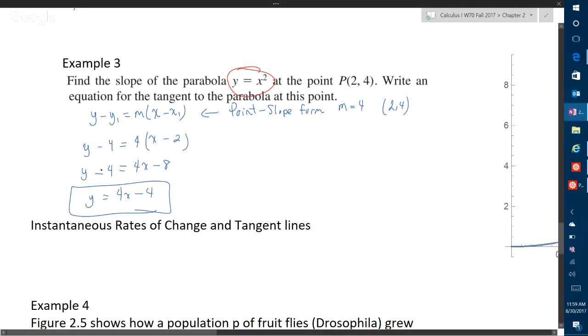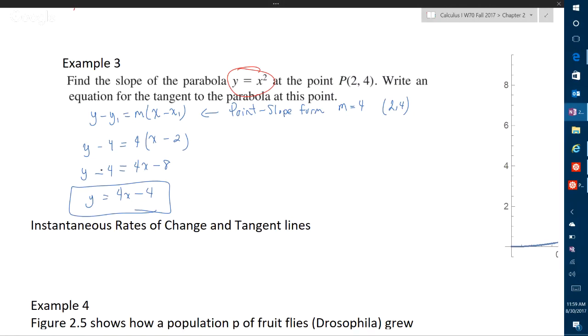This is what you should have ended up with. 4x minus 4. Is that what you ended up with? Yep. I hope so. So, are there any questions so far?